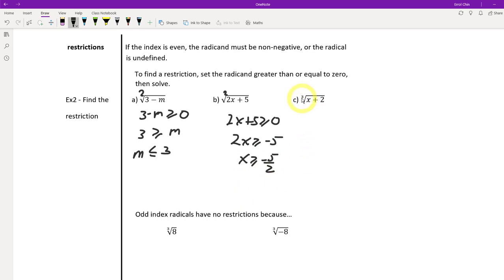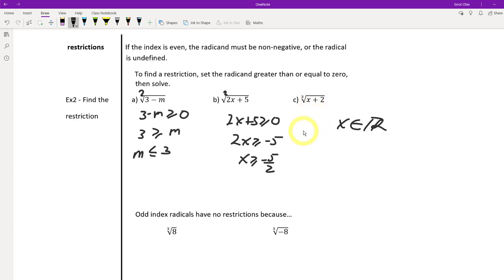Now, notice that this time the index is odd. Well, because it's odd, there are no restrictions on x. x can be an element of any real number. It can be anything. Because if x was positive, you can still take the cube root of it. If x was negative such that you add 2 and it's still negative, it's still possible to take the cube root of that. So that's not a problem.